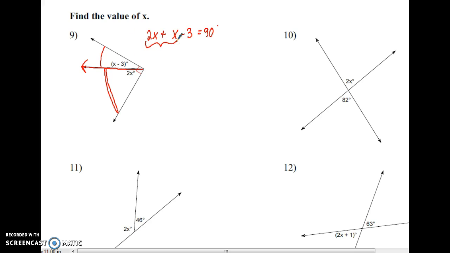So I add my x's. 2x plus 1 more x is 3x, minus 3 is equal to 90. From here, I need to isolate my x, so I start by adding 3 to both sides. So 3x is equal to 93. And now I just divide by 3 and divide by 3 to find that x is equal to 31.